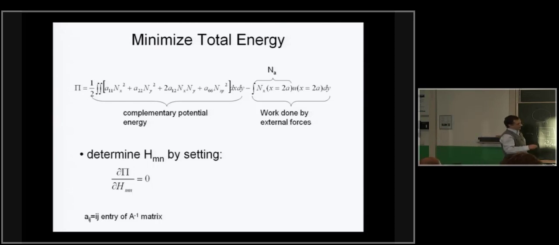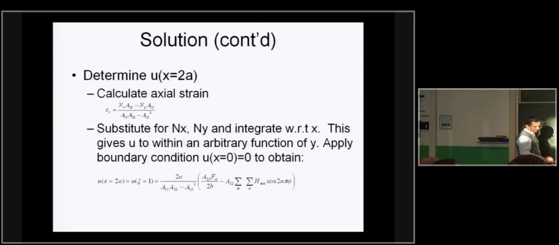In the end, I will take the derivative with respect to HMN and set it equal to 0. I hope I have the derivation. Yes. In order to do that, I need my displacement u at one end of the plate. Before, when we did the first example last lecture, epsilon x is given in terms of the A matrix and the nx and ny by this expression here.